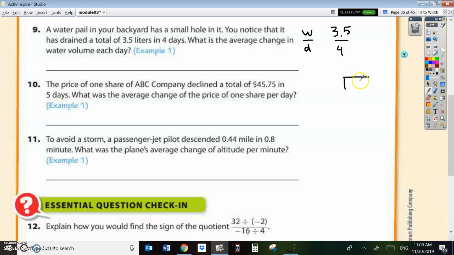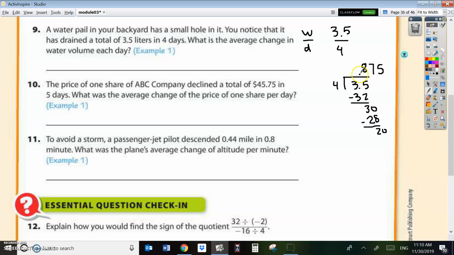So you have 3 and 5/10 divided by 4. And now just treat it like 35. How many 4's in 35? Well, there's 8. 8 times 4 is 32. Subtract, we get 3. Bring down a 0. How many 4's in 30? There's 7. That's going to be 28. Subtract, we get 2. Bring down a 0, and that's 5, and we're done.